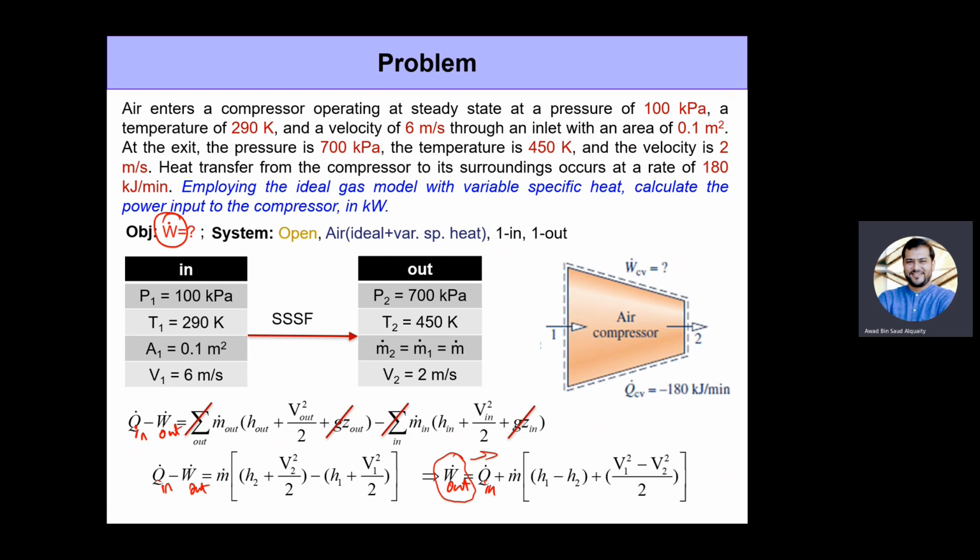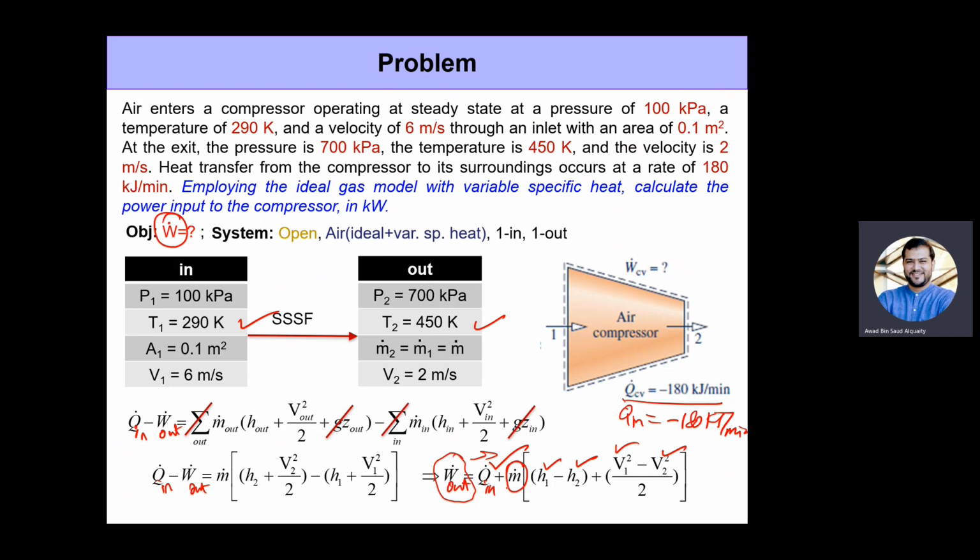Now we can go ahead and start plugging in the numbers. We've got to see what is available to us, right? So Q dot CV is given as minus 180 kilojoule per minute. Okay, so this is provided to us. H1 and H2 can be obtained because we have the temperatures T1 and T2, and we are dealing with an ideal gas. So all we need is temperatures. V1 and V2 are provided to us. What is not given to us is the mass flow rate.